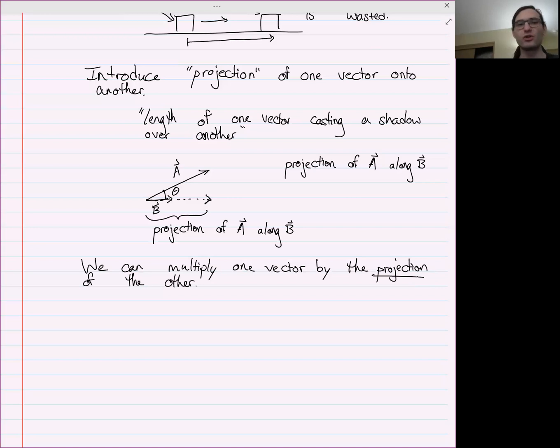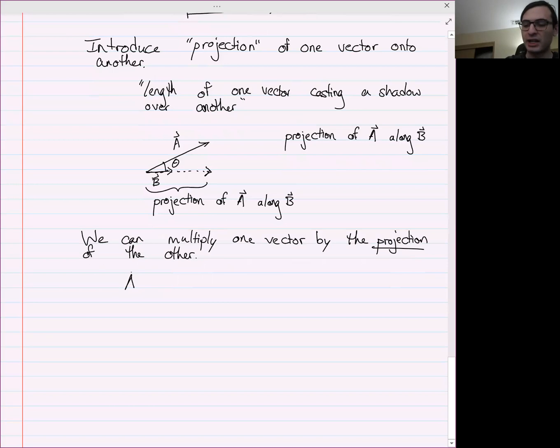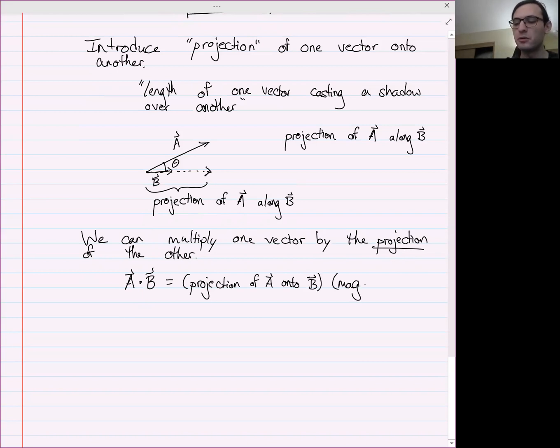And it's a useful concept. And so we would notate that A dot B. So this dot, it's not just the standard multiplication dot, it's a particular vector operation that we use specifically for vectors. And so this would be equal to the projection of A onto B times the magnitude of B. And so in this case, this is a number, not a vector. It's a scalar, right?